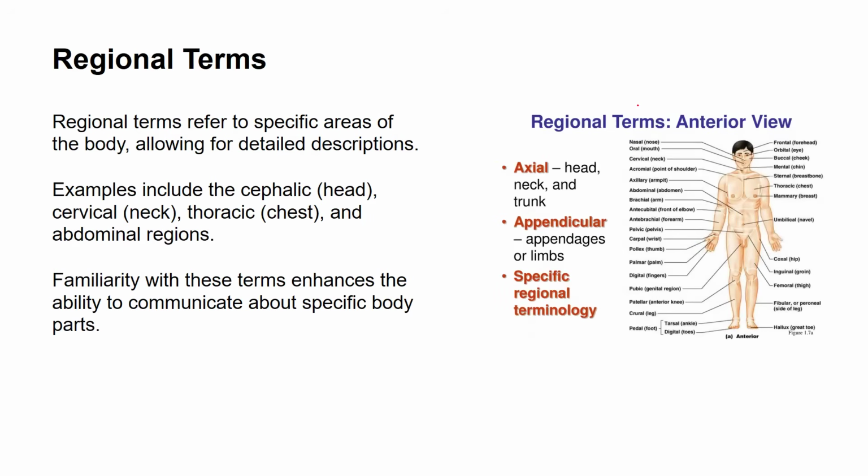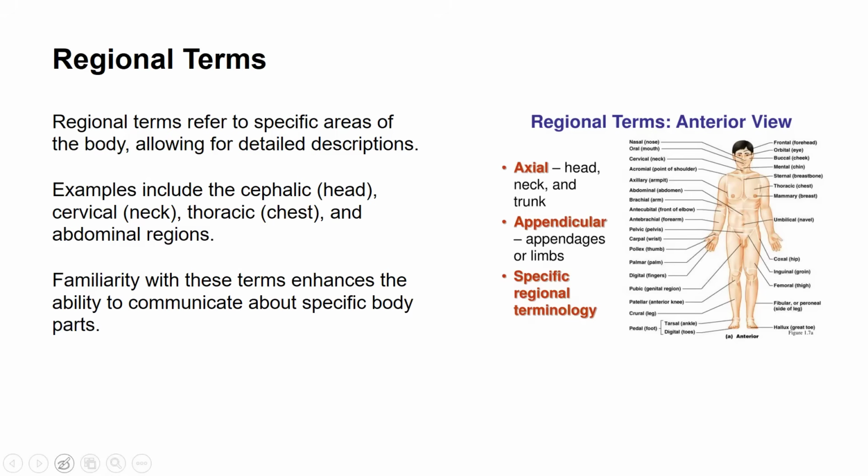Then the next one is, of course, regional terms. Regional terms refer to specific areas of the body, allowing for detailed descriptions. Examples of these regional terms include cephalic, which means head. Cervical means neck. Thoracic means chest. And abdominal region means abdomen.